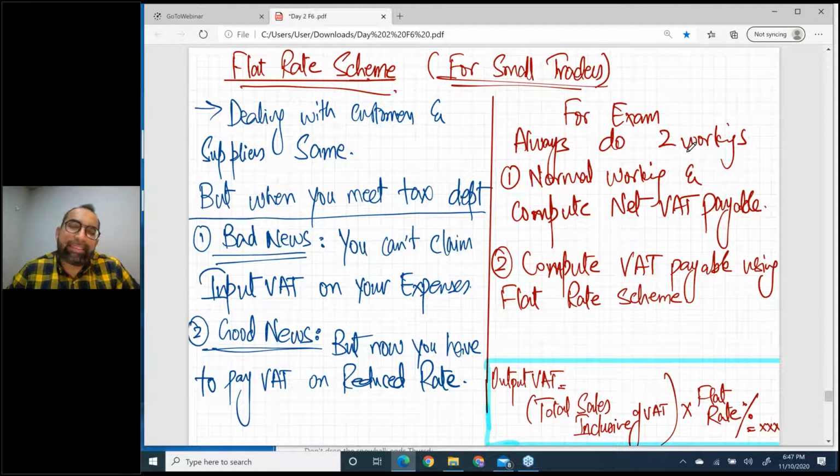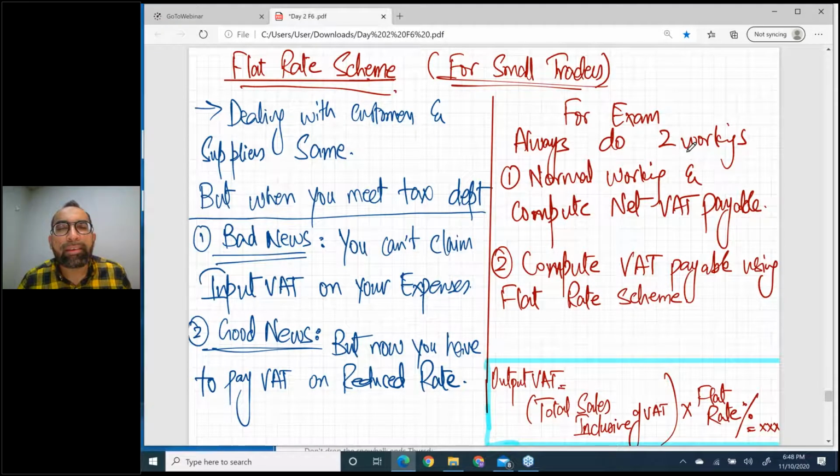The bad news is that you actually paid VAT to your suppliers, but you cannot claim any input VAT. The tax department will say bye bye, go go, we are not returning you any input VAT. So this is bad news. You have paid the VAT to the supplier, but you are not eligible for any input VAT recovery now.